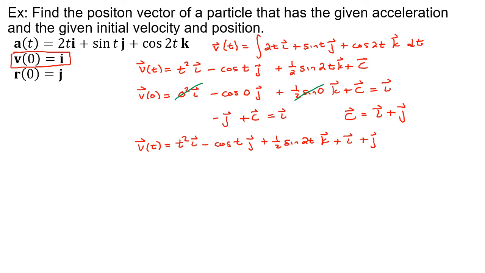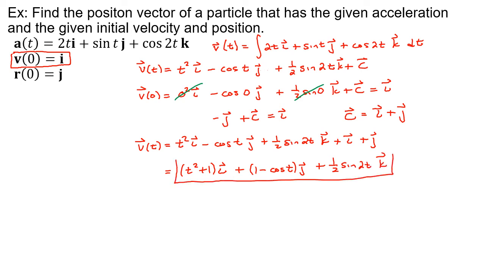But again, I'm going to group those together to make this a t squared plus 1. Those both have the i on them. I'll have a 1 minus cosine t on the j, and the 1/2 sine 2t didn't pick anything else extra up. So this is my velocity.